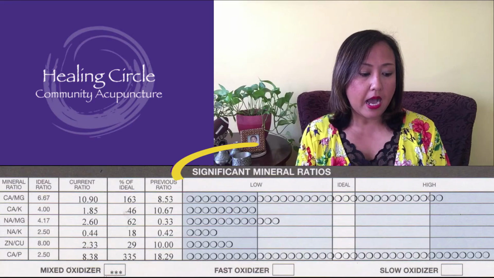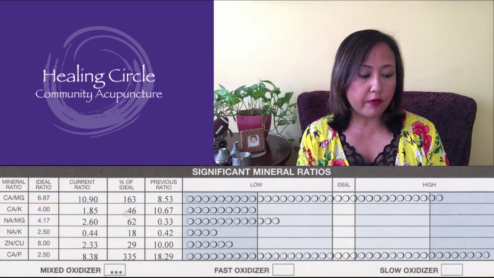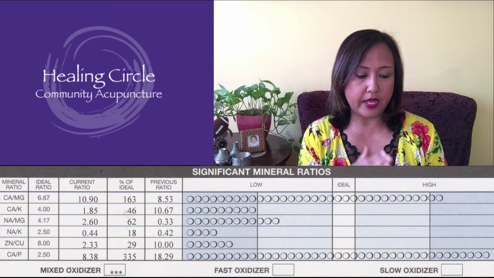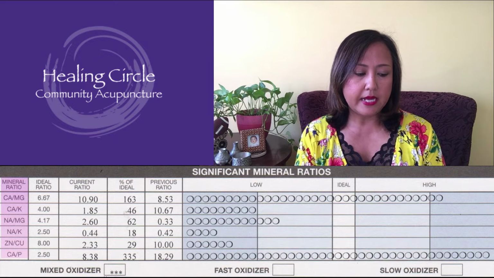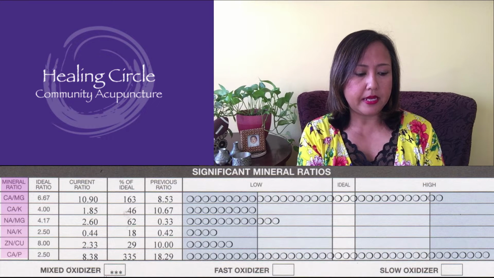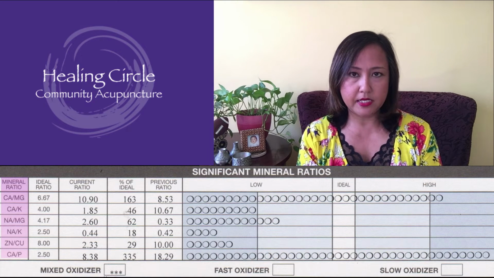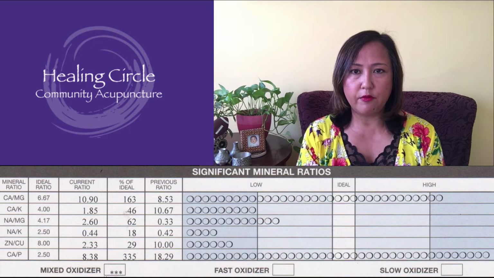All right, so the next section of the hair mineral analysis test is the section that says significant mineral ratios. I would say this section kind of reflects the state of the endocrine hormones. So if you look at the furthest left of that table that says mineral ratio, it says Ca/Mg, which means calcium/magnesium, and then calcium/potassium, sodium/magnesium, sodium/potassium, zinc/copper, calcium/phosphorus. All these are indications of your endocrine system.